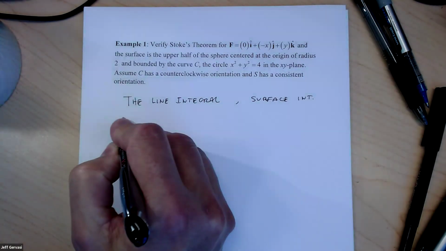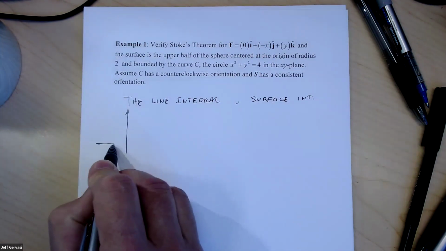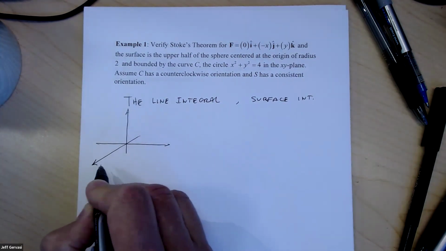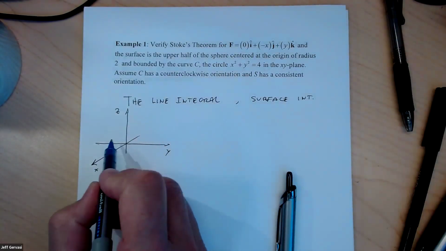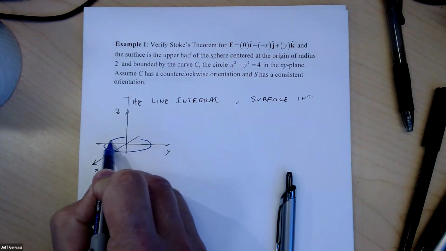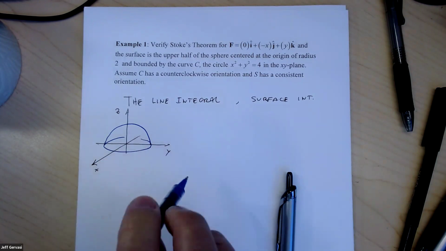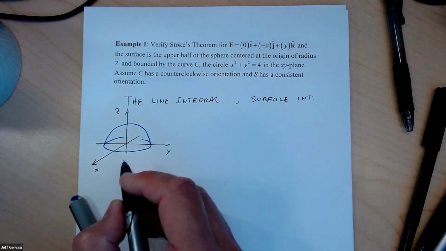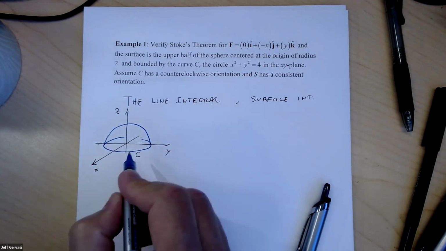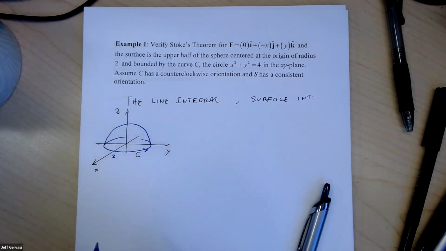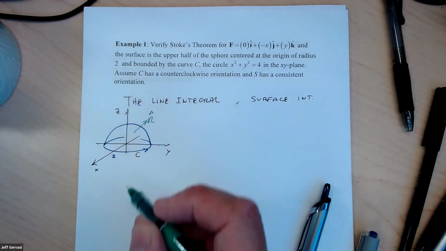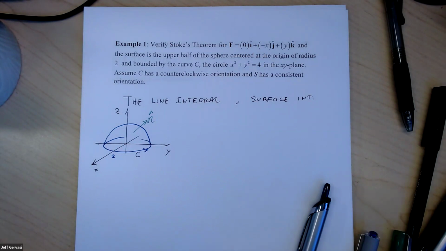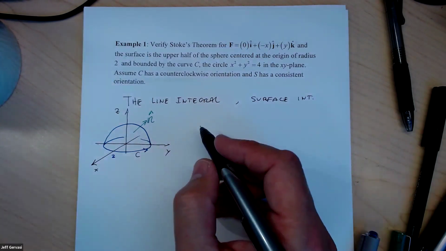All right. So just a quick visual of what's going on here. We have our upper half of the sphere, and it's bounded by the curve C, which is this circle in the xy plane, radius 2. A unit normal vector to the surface would look like this. All right, let's calculate the line integral first.